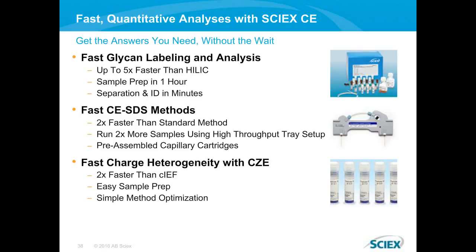Thank you. And for the high throughput tray setup and CESI analysis, do I need any different reagents than currently come with your kit? For the high throughput tray setup, you can use the existing reagents that come with the kit.